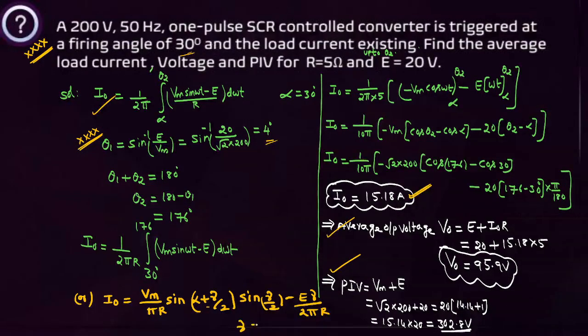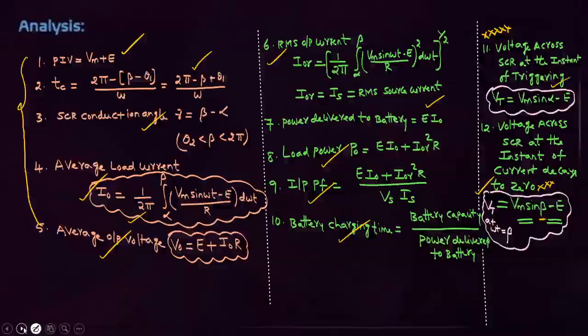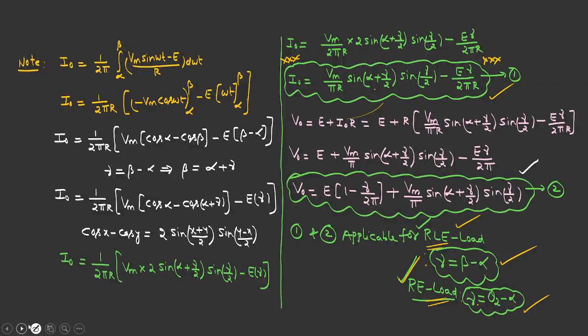But what is the gamma here? For RE load, gamma equals theta 2 minus alpha. While applying this formula, you have to substitute gamma in radians. In the sine function gamma is in degrees, but in the other terms you have to substitute the radian value. That observation is important. Like this, for any load, even RE load, that formula is applicable. There is no need to remember the V naught formula. Just remember the I naught formula. Once you know I naught, directly calculate V naught equals E plus I naught into R.